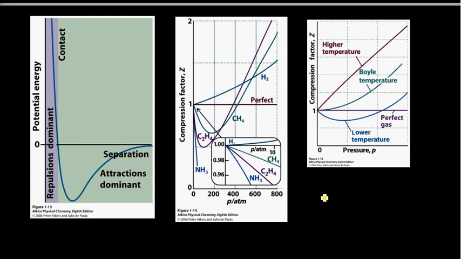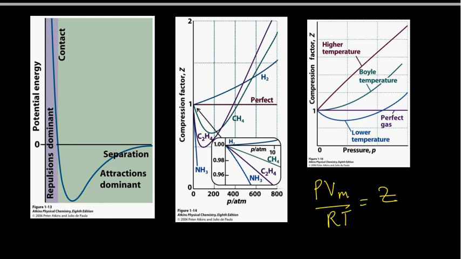Okay, so what we had was P times Vm by RT is equal to Z, right? And what we had seen was that if the molar volume is larger than the ideal volume, then it's the repulsion forces which are dominant, whereas if it's smaller, it's the attractive forces. So that's the kind of graph that you see.